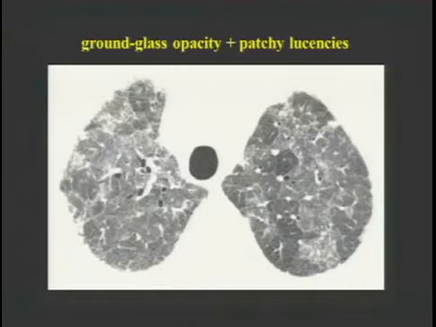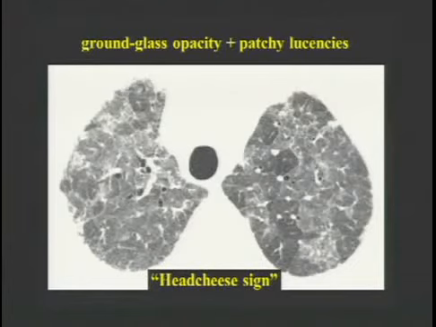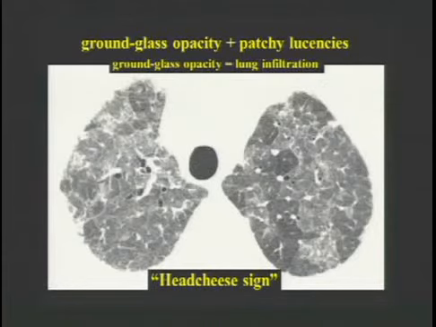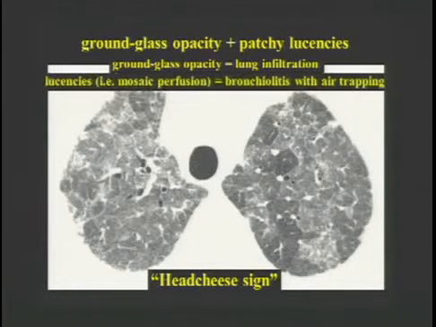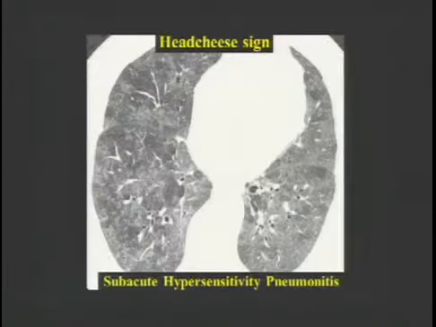Now, in hypersensitivity pneumonitis, we often see this combination of patchy areas of ground glass opacity and patchy areas of mosaic perfusion. And this combination together represents the head cheese sign, and it's very typical of hypersensitivity pneumonitis because hypersensitivity pneumonitis results in both lung infiltration, resulting in the ground glass, and airway obstruction, resulting in the mosaic perfusion. So that combination is the so-called head cheese sign. Ground glass opacity equals lung infiltration. Lucencies or mosaic perfusion equal the bronchiolitis and air trapping that occurs.